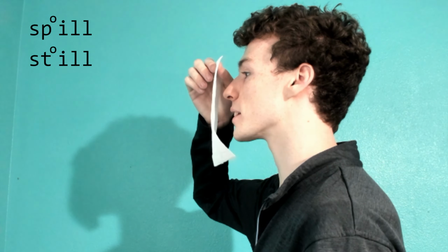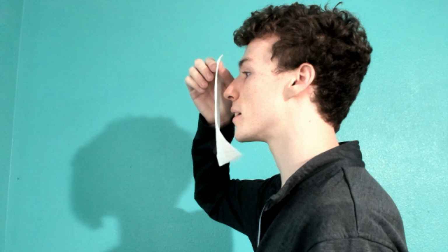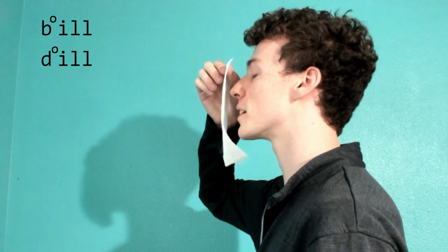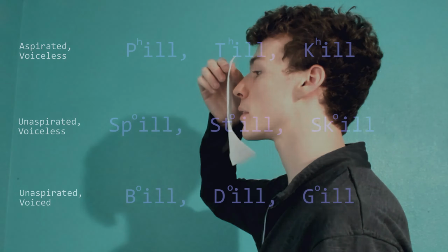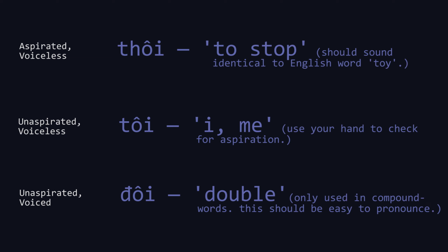Spill, still, skill. And just for good measure, I'll also let you know that the voiced counterparts of these sounds, B, D, and G, are always unaspirated. Bill, dill, gill. In English, we never really think much about aspiration because it comes and goes in this sort of deterministic, automatic process. But in order to speak Vietnamese, you're going to need to learn to control whether a sound is aspirated or not. So for practice, see if you can figure out how to say the Vietnamese words toi, doi, and doi.